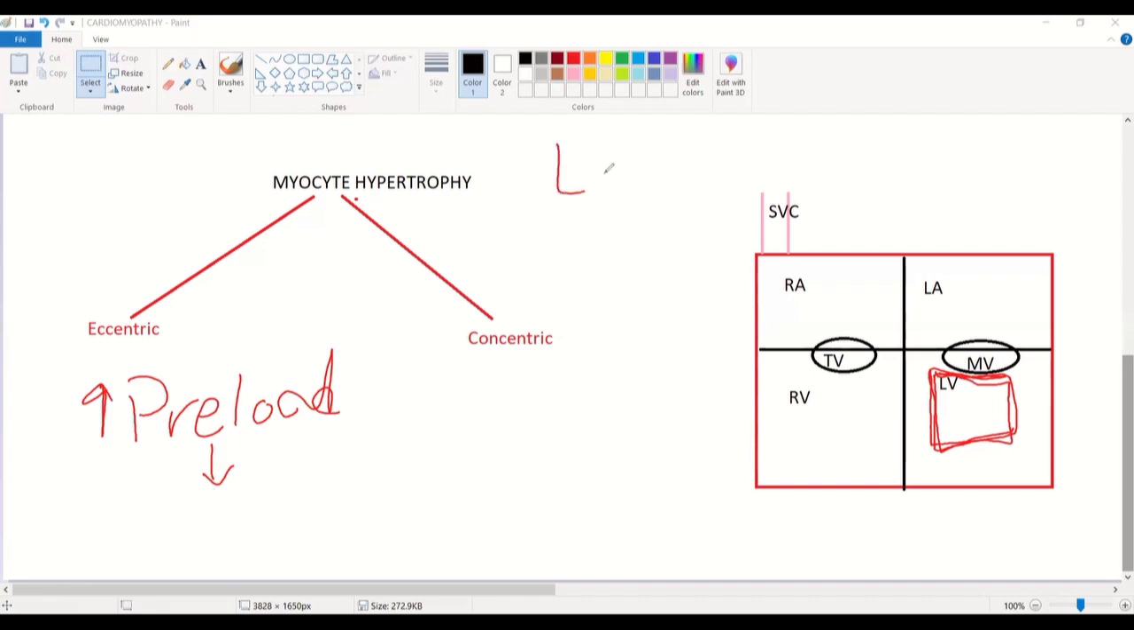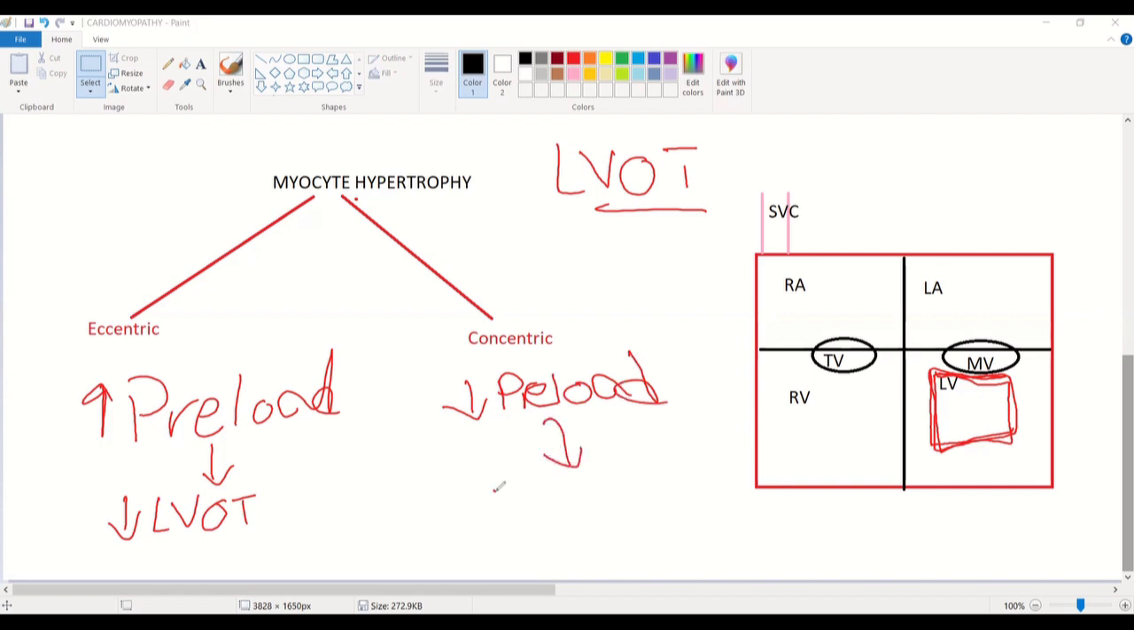It is also known as LVOT, left ventricle outflow tract obstruction, right? Okay. So increase preload, decrease LVOT. Decrease preload, increase LVOT. This is a high yield point. Okay. So why is this high yield? Anything that decreases the preload will increase the murmur, the systolic ejection murmur of hypertrophic cardiomyopathy, right?